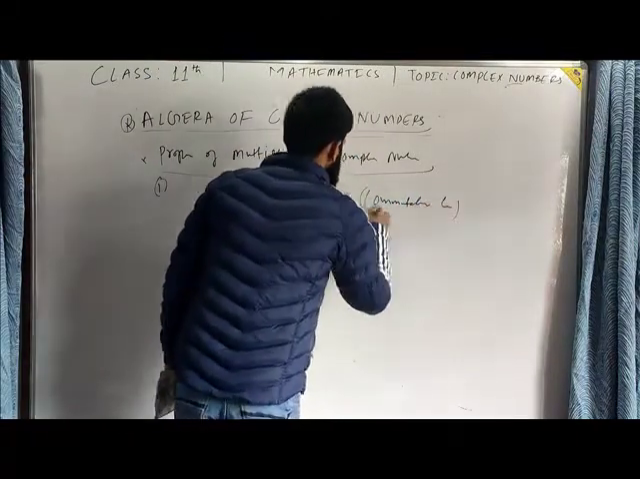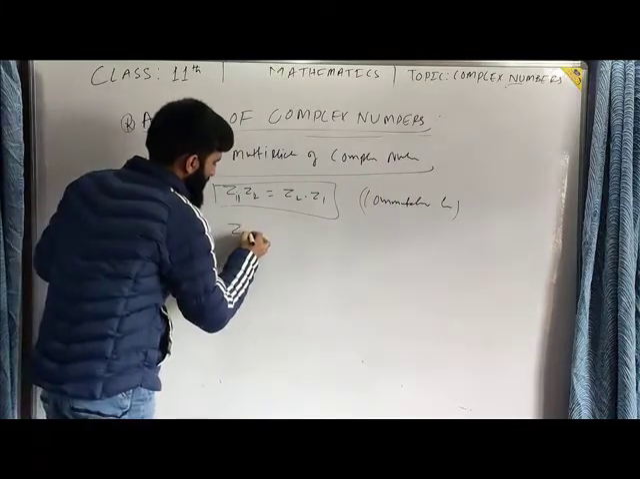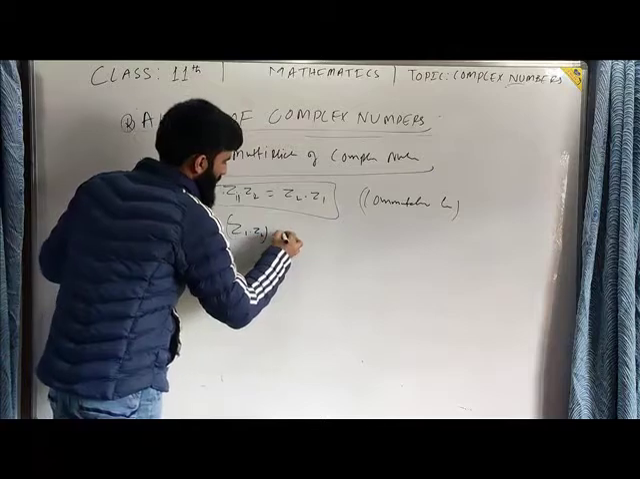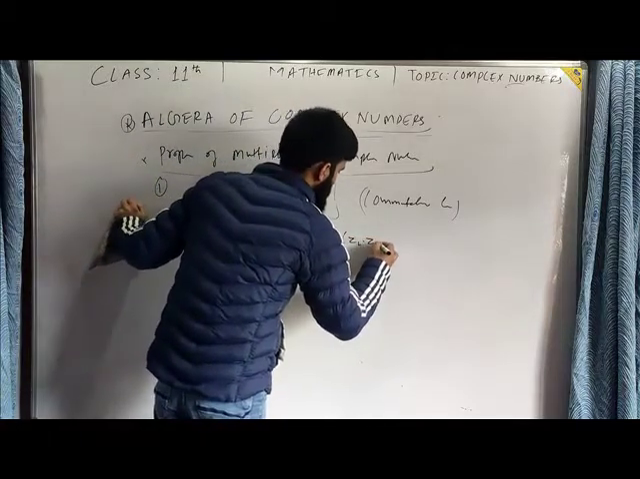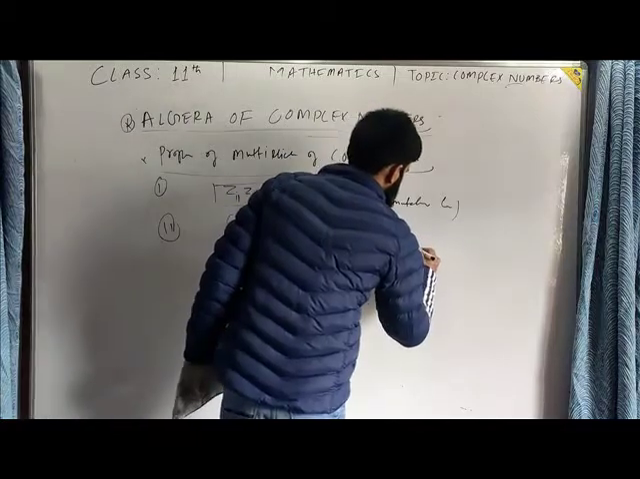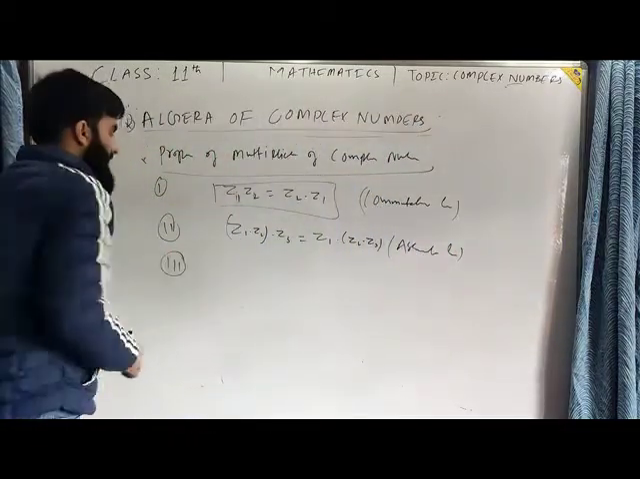And second, you have the associative law. Z1 dot Z2, dot Z3 is equal to Z1 dot Z2 dot Z3. You call this the associative law.